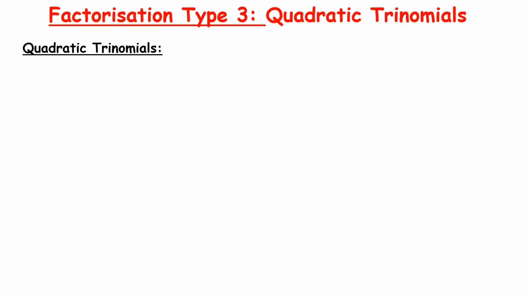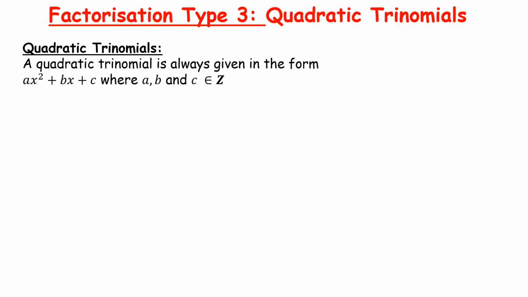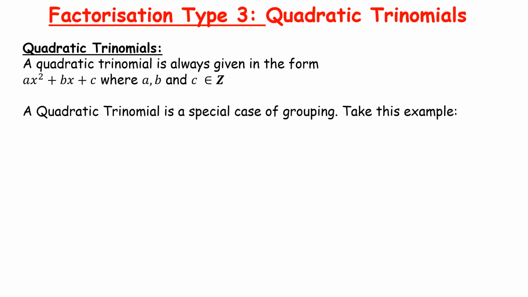So let's talk about factorization type 3, which is about quadratic trinomials. So quadratic means x squared, trinomial means 3 pieces. So a quadratic trinomial will look something like this. Ax squared plus bx plus c. So it'll have an x squared term, an x term, and then a constant. That's a number on its own. We're going to deal with a, b, and c being integers, so they are positive and negative whole numbers. We don't have to worry about fractions for the moment.